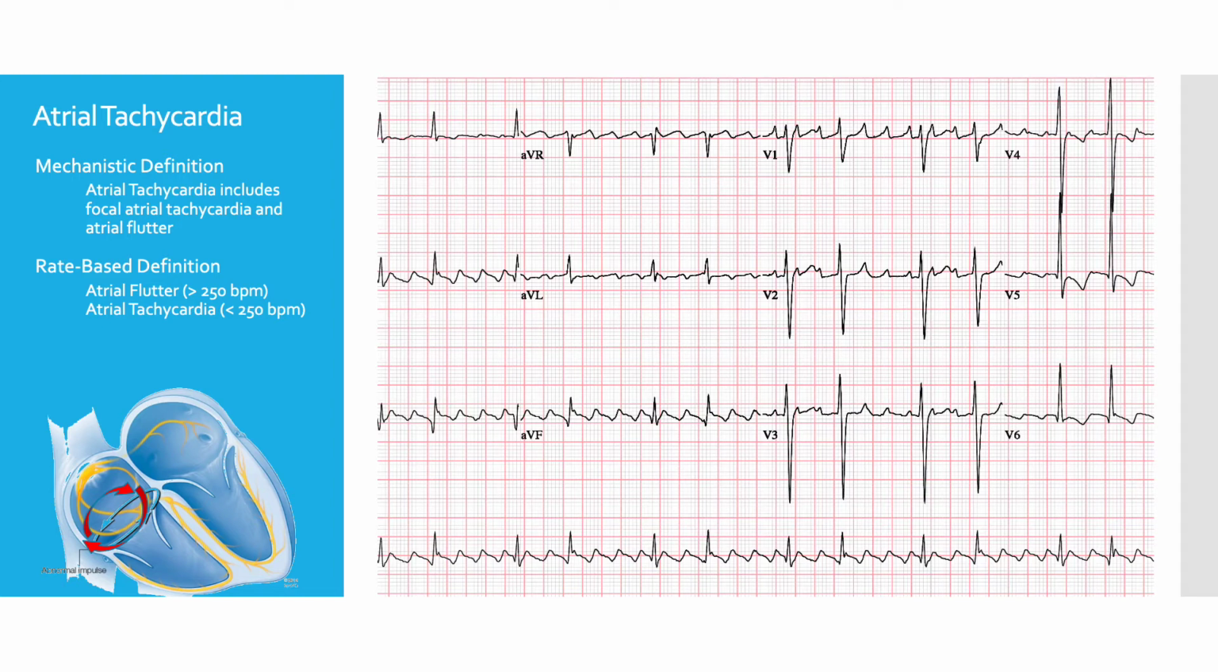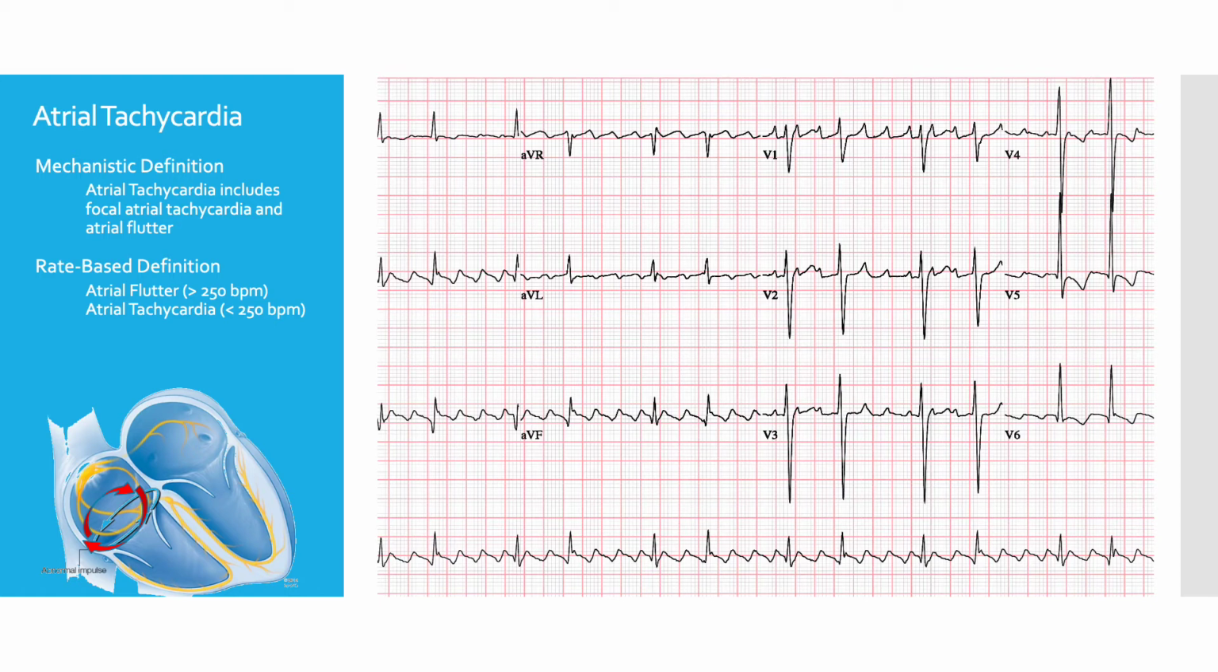This was confusing to me as a learner. Mechanistically, many electrophysiologists group all arrhythmias with a circuit entirely contained within the atria as atrial tachycardia. This includes any macro reentry circuits such as atrial flutter and focal mechanisms such as focal atrial tachycardia. However, it is nearly impossible to be sure of the mechanism by looking at a 12-lead tracing. Hence, in practice, many clinicians use the rate-based definition. If the atrial rate is greater than 250 beats a minute, they call it flutter. If the atrial rate is less than 250 beats a minute, they call it atrial tachycardia.